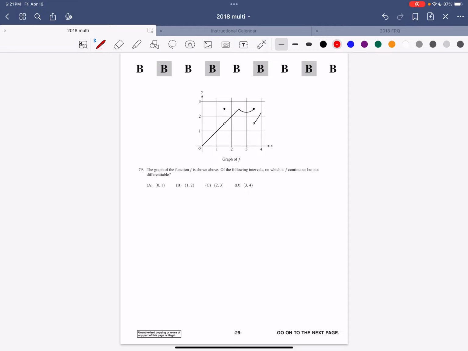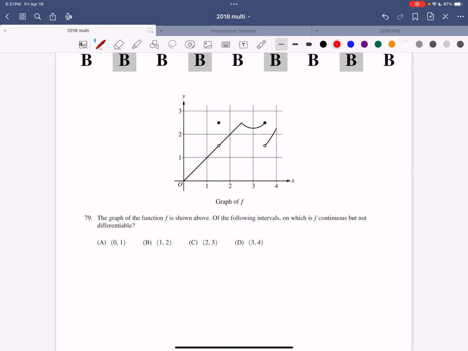All right, so next question. So graph is shown above here. Which of the following interval of f is continuous but not differentiable? So let's do one by one. From 0 to 1, from here to here, do you see this one is like continuous? But it is also differentiable. So this one cannot be the answer.